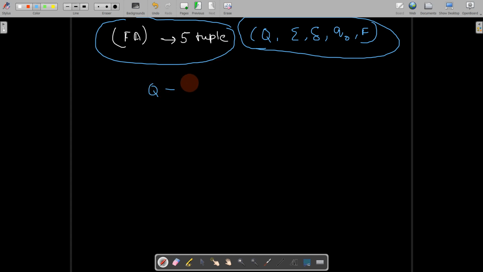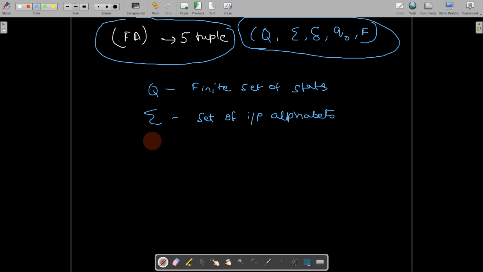And what is Q? Q is a finite set of states that the machine can go in. Sigma is the set of input alphabets.